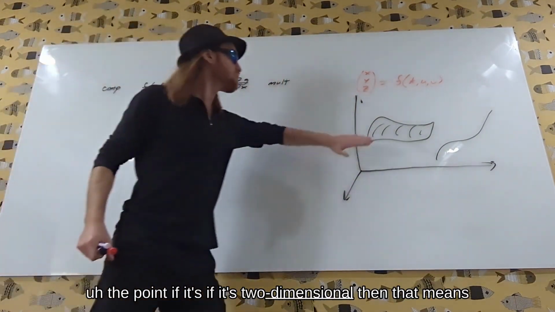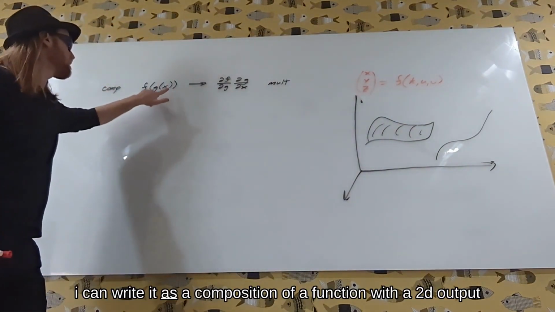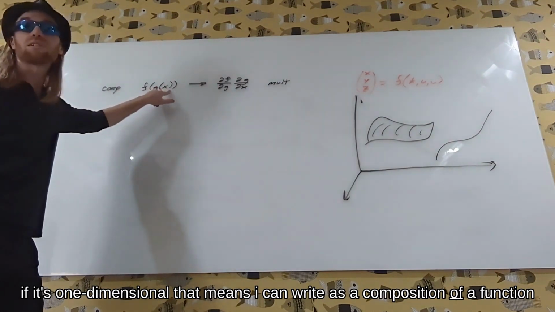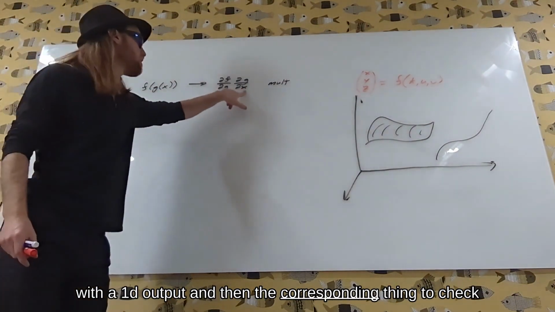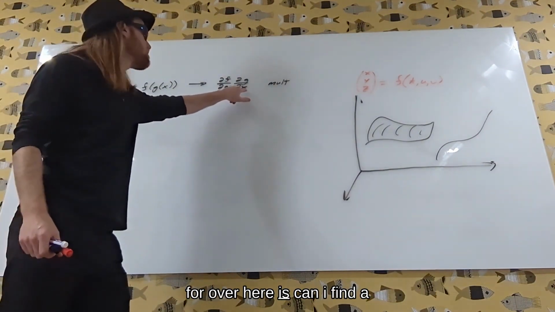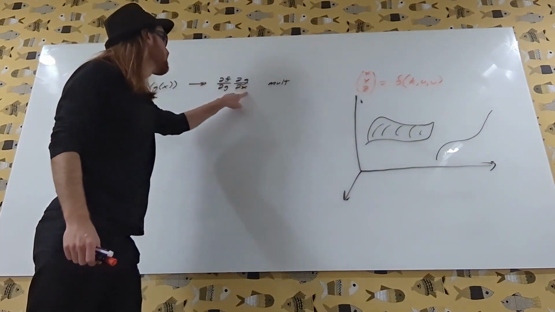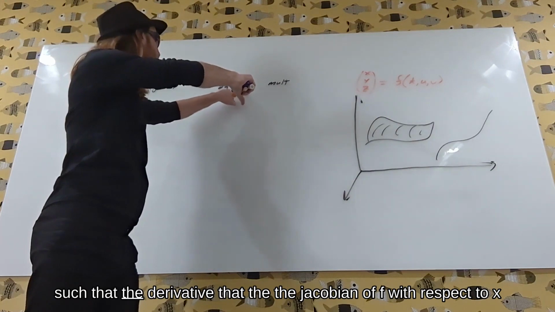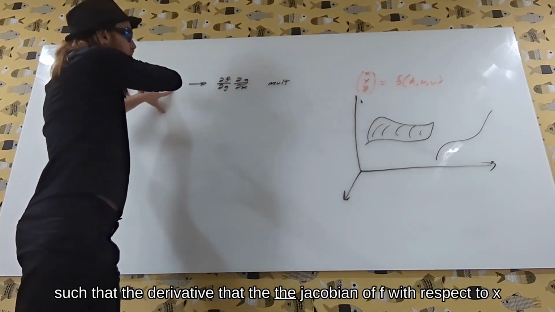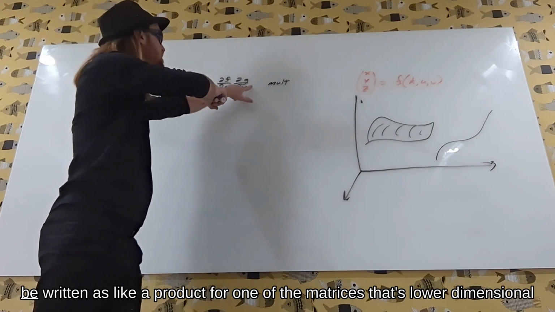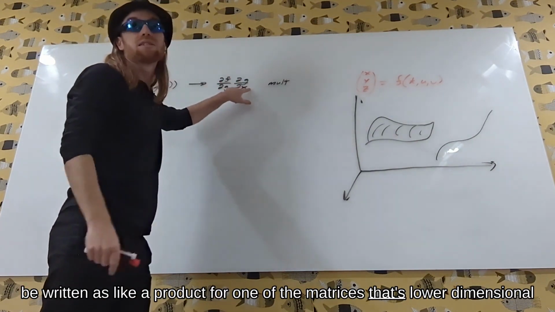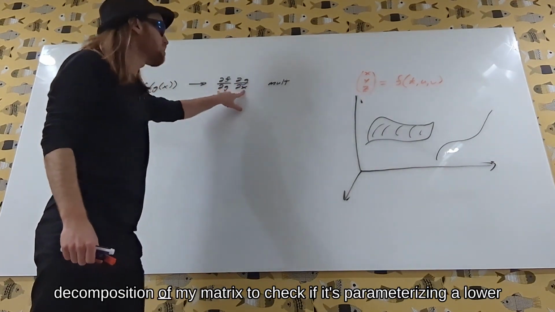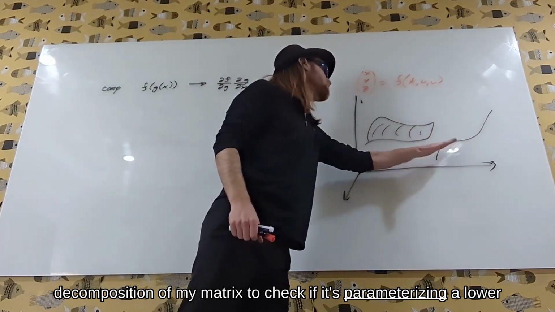If it's 2-dimensional, then that means I can write it as a composition of a function with a 2D output. If it's 1-dimensional, that means I can write it as a composition of a function with a 1D output. And then the corresponding thing to check for over here is, can I find a matrix of dimension 2 or dimension 1 or whatever, such that the Jacobian of f with respect to x can be written as a product where one of the matrices is lower dimensional? So in other words, it's a low rank decomposition.